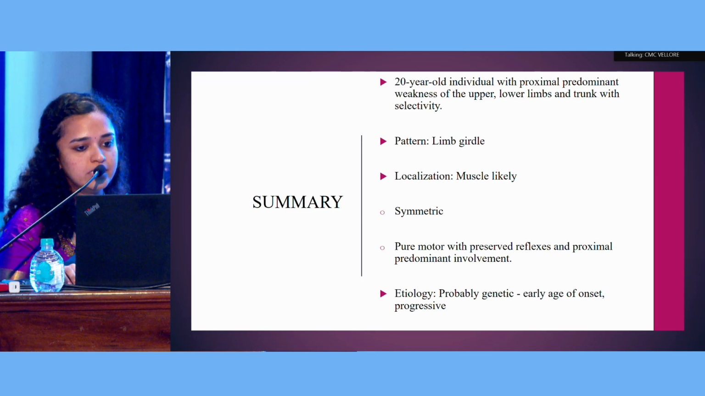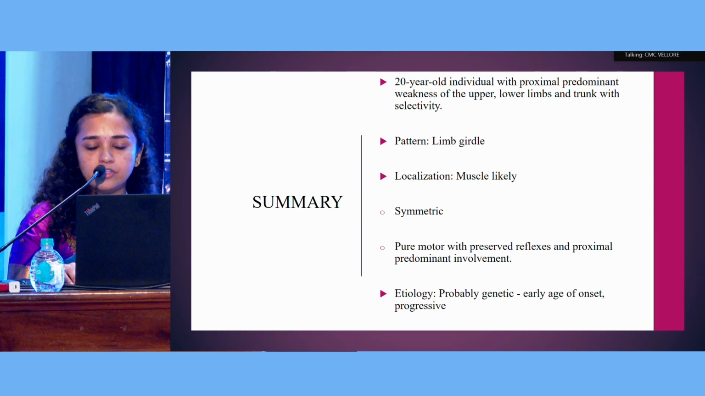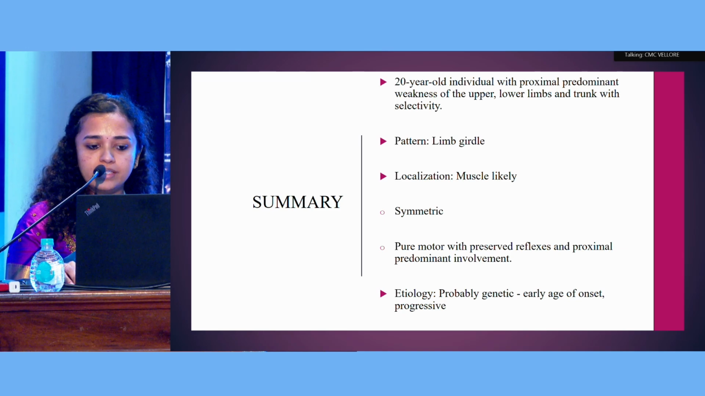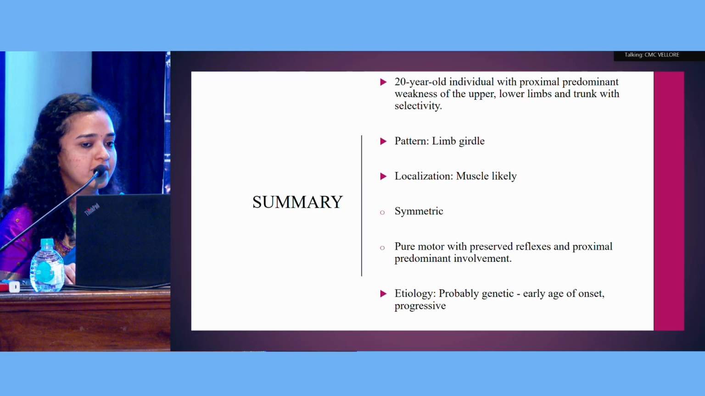So summarizing here, we have a 20-year-old individual with proximal predominant weakness of upper limb, lower limbs, and trunk with selectivity. So this is a limb girdle pattern of weakness. Considering the selectivity, the presence of proximal predominance of weakness, and the limb girdle pattern, most likely anatomical localization is to the muscle. So considering the young age of onset and progressive symptoms, etiology is probably genetic.